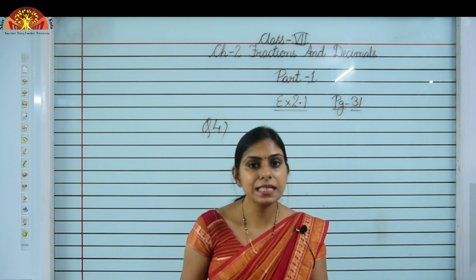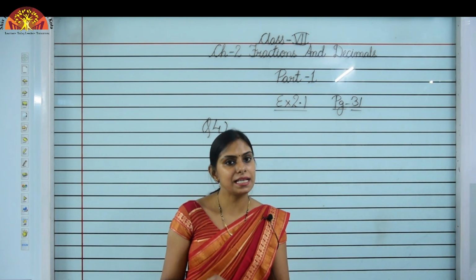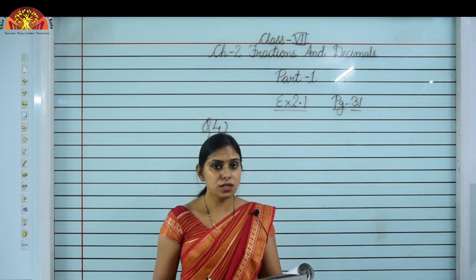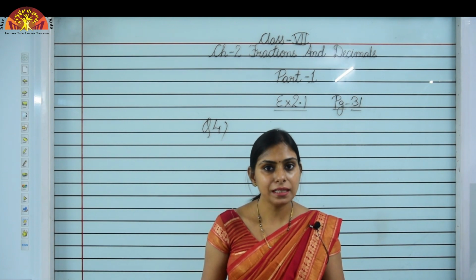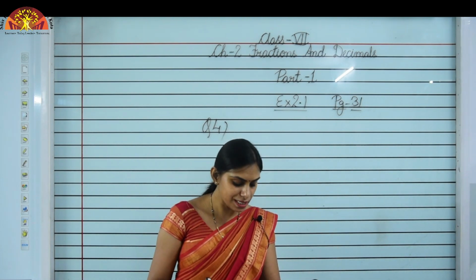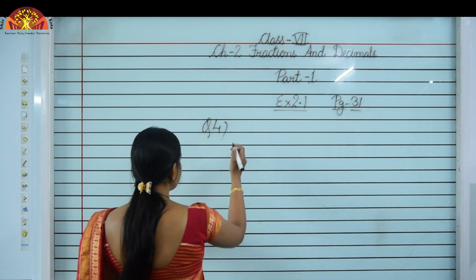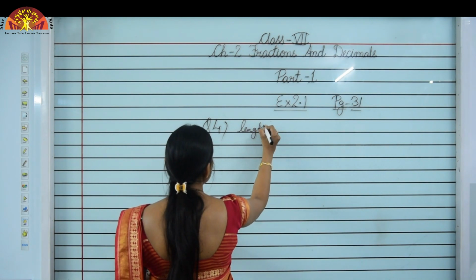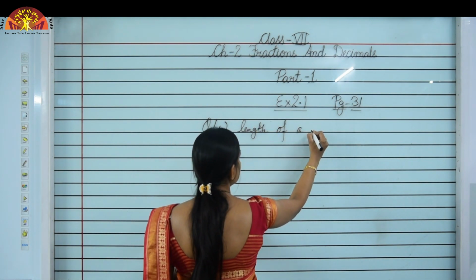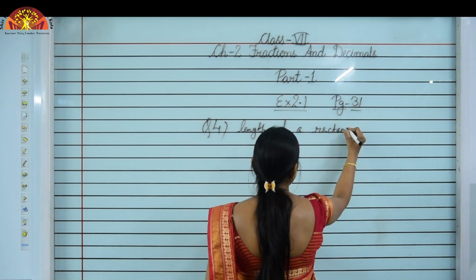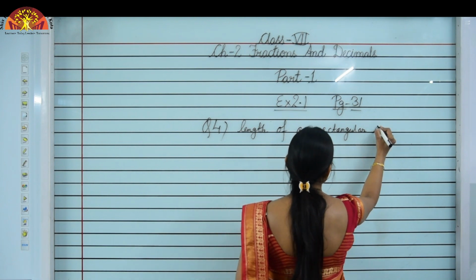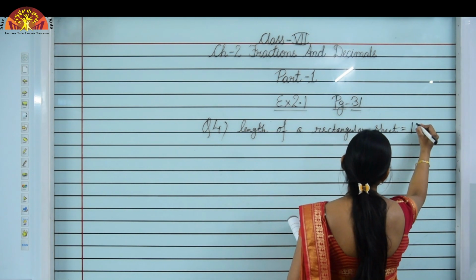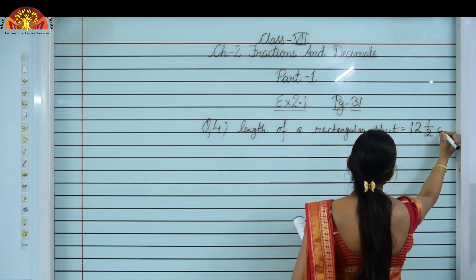That is the dimensions, length and breadth of a rectangular sheet has been given to you, and you have been asked to find the perimeter. So children, as you know, what is the perimeter of the rectangle? Yes, it is 2 into length plus breadth. So first of all, we'll just write the dimensions. So length of a rectangular sheet it is given as 12 1 upon 2 centimeter.